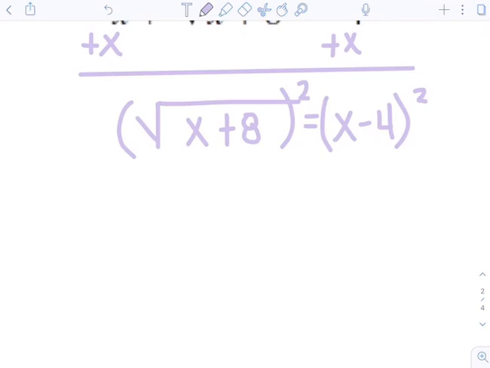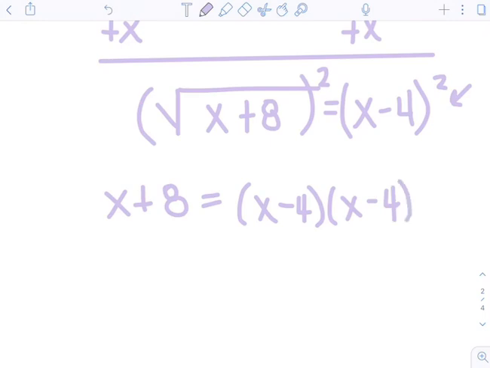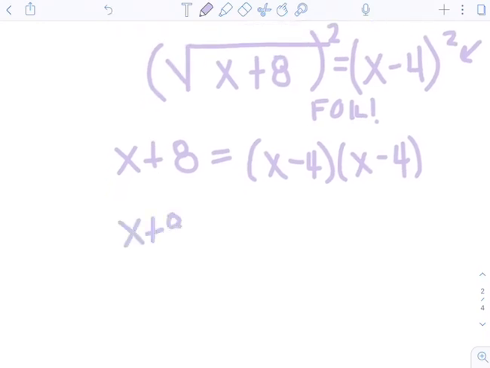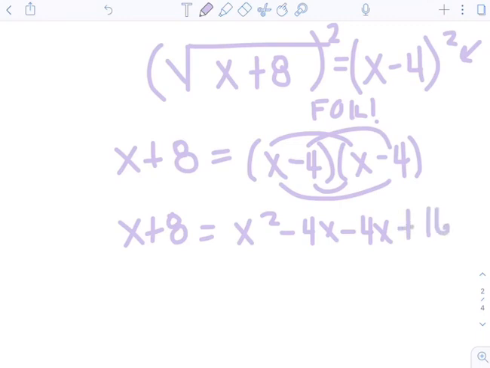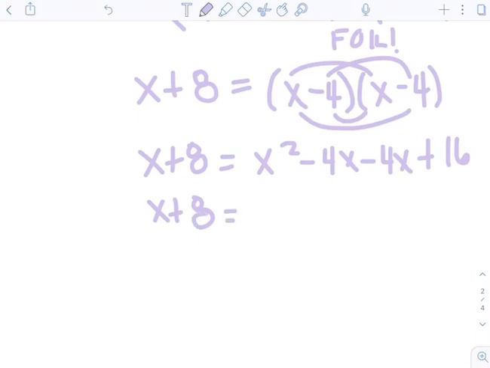When I square the left side, that just becomes x plus 8 with the square root gone. But over here, this is actually saying x minus 4 times x minus 4. So what do you think you have to do when you have those two parentheses? Right, we have to FOIL. Okay, so when I FOIL this out, this becomes x squared minus 4x minus 4x plus 16. Let's combine our like terms. So x squared minus 8x plus 16.